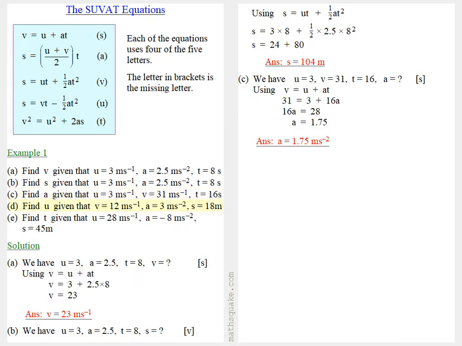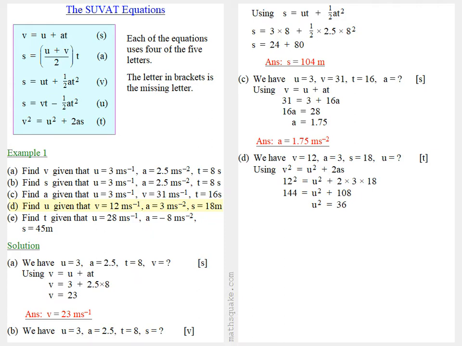In part D, we're asked to find u, given that v is 12, a is 3, and s is 18. Now if we list those down, we find that the missing letter is t, and so we need to use the equation v squared equals u squared plus 2as. Now, if we substitute the numbers in, that gives us 12 squared equals u squared plus 2 times 3 times 18, or 144 is u squared plus 108, and if we subtract the 108, we get u squared is equal to 36. Which means u could be plus or minus 6. Now because we're working with velocities, u can be a negative number. So we have 2 possible answers. U is equal to 6 meters per second, or u is equal to minus 6 meters per second.